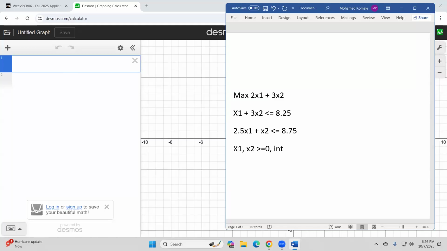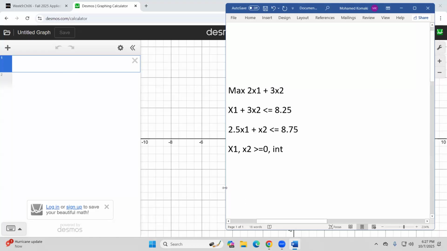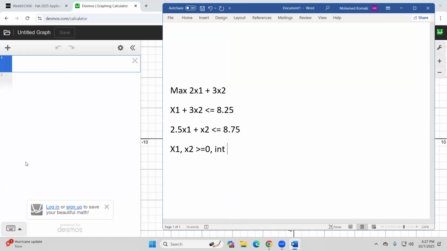So integer means they take the values of 0, 1, 2, and so on, right? So that's the meaning of the integer. So they are a whole number. Now let's plot this on the Desmos and see what we get, right? So let's plot this.